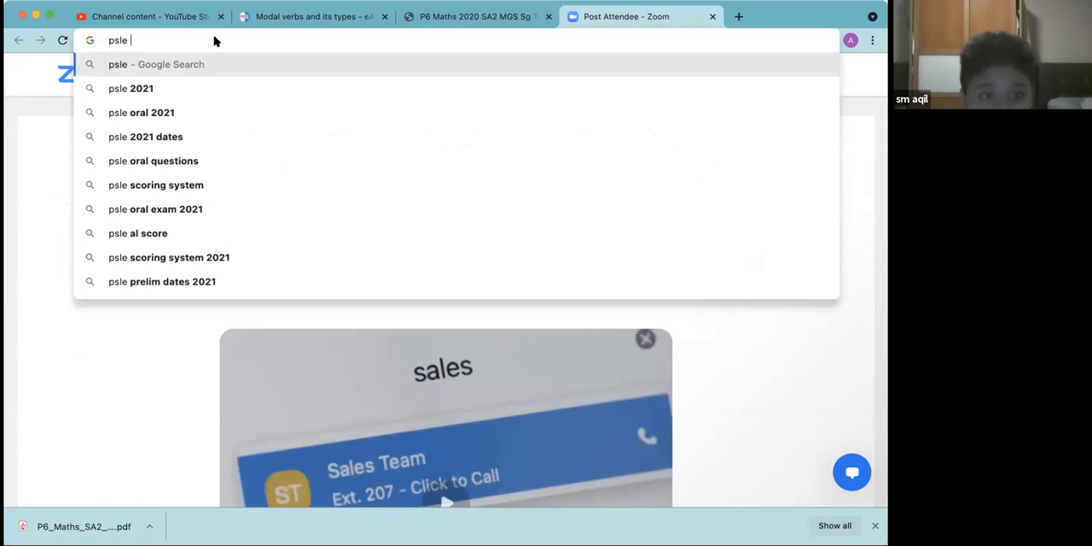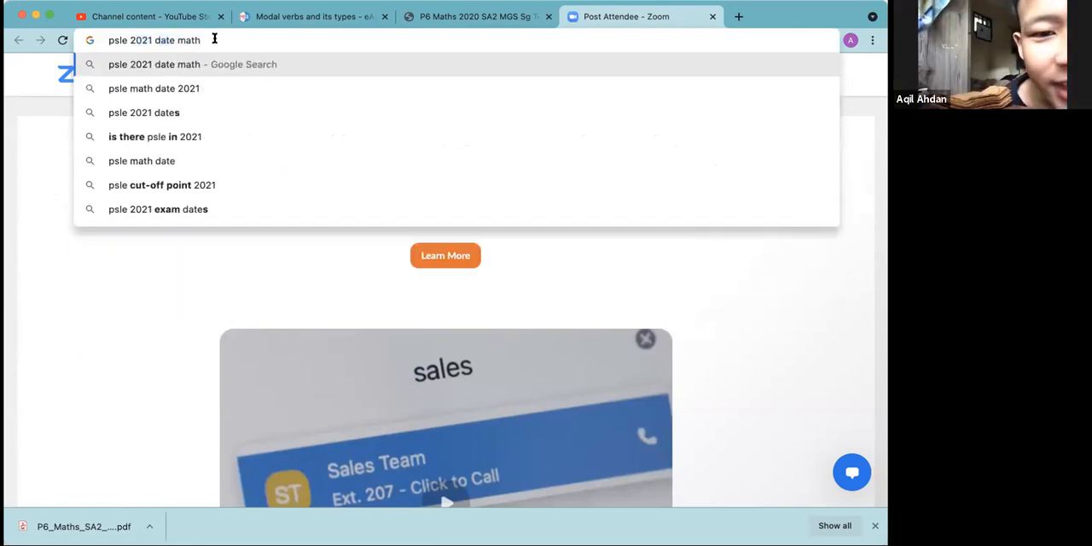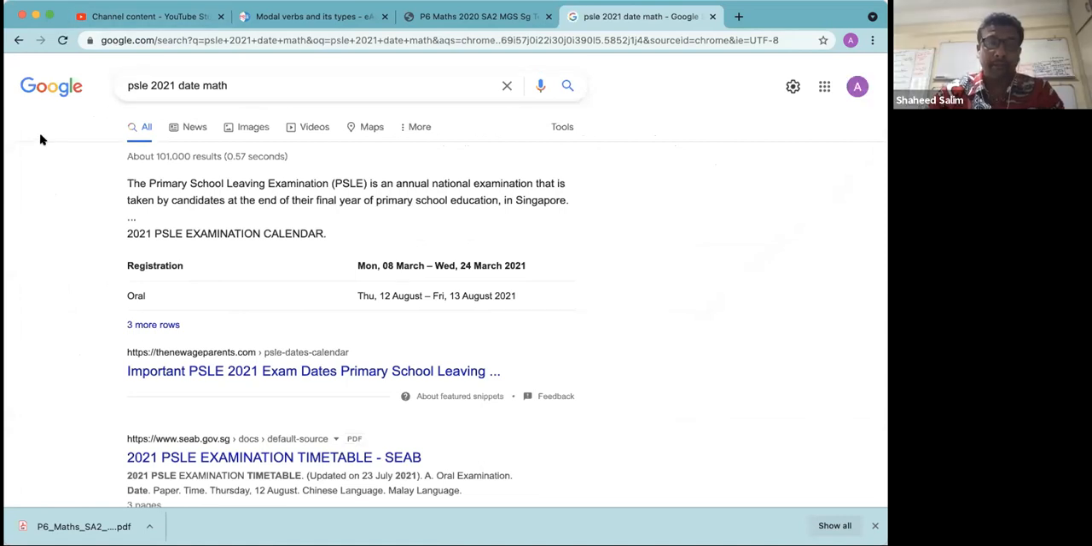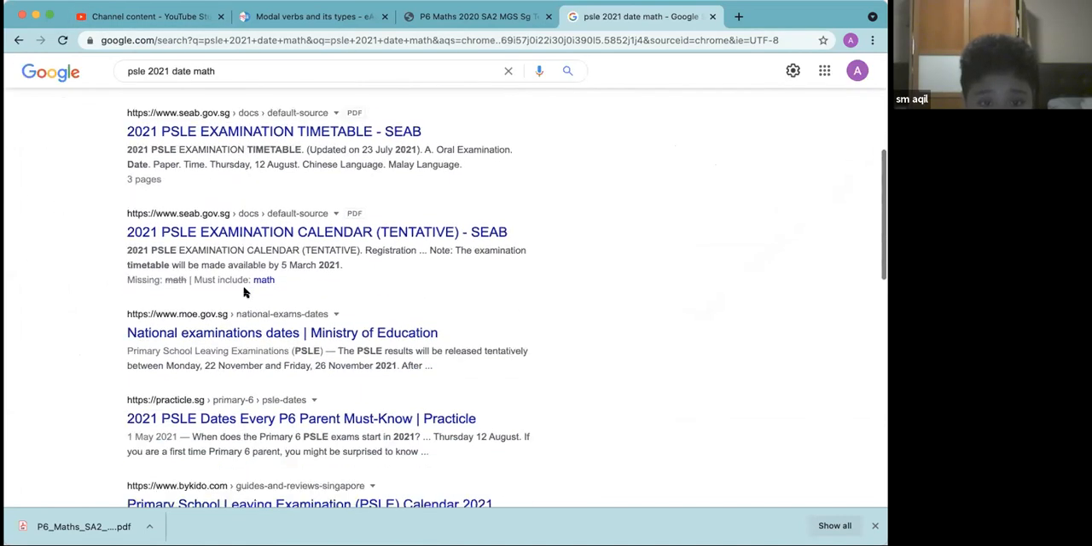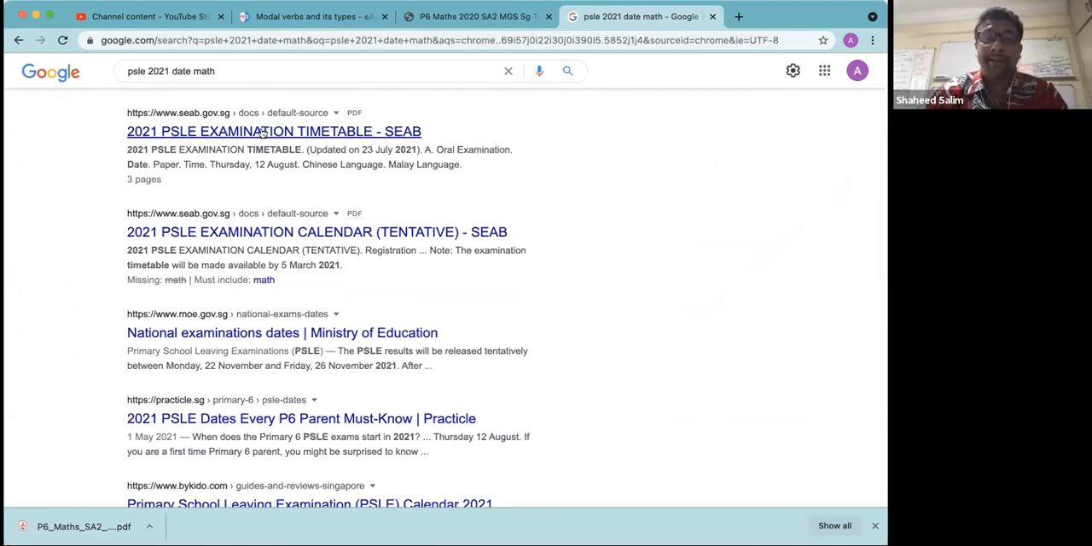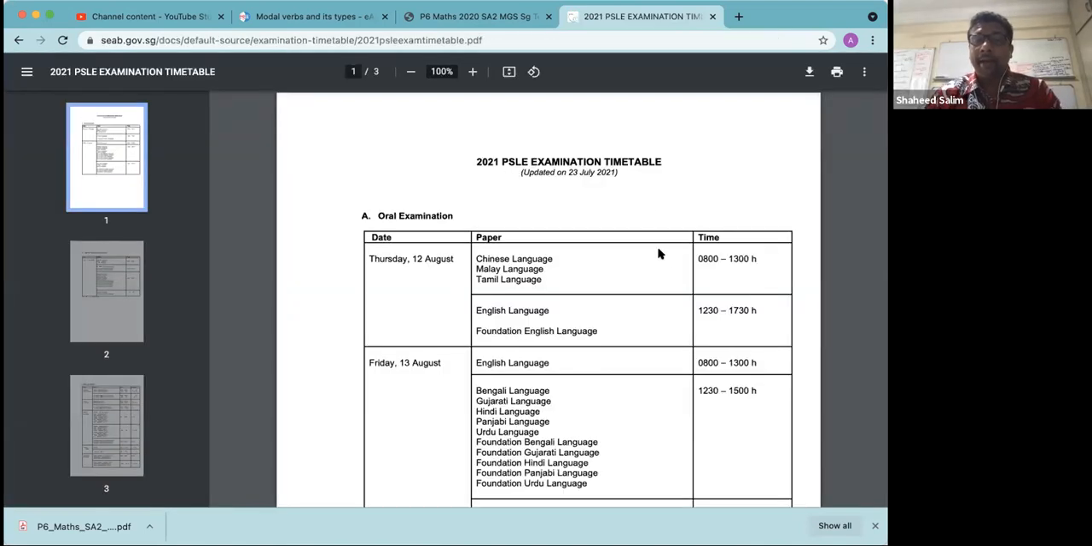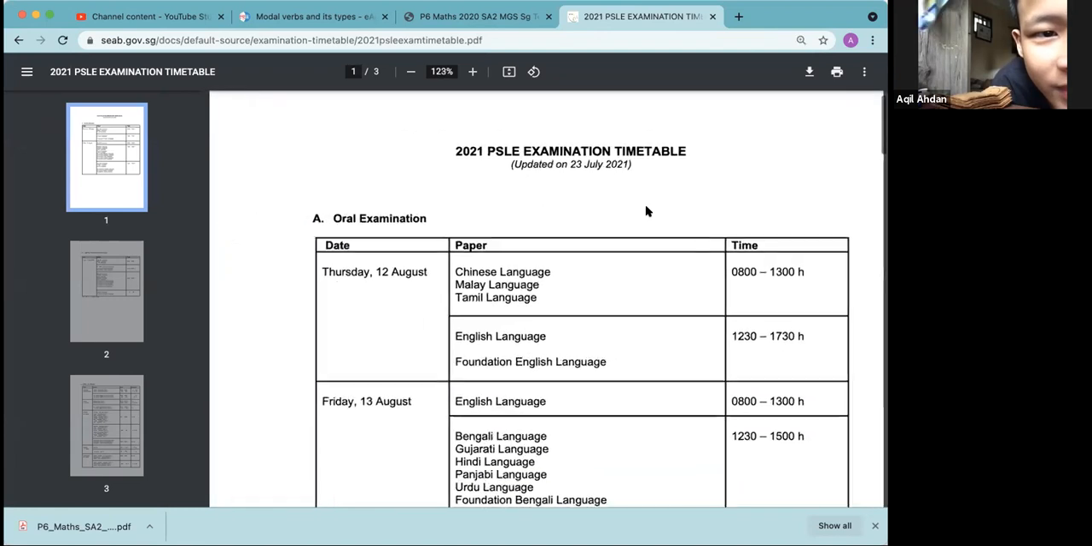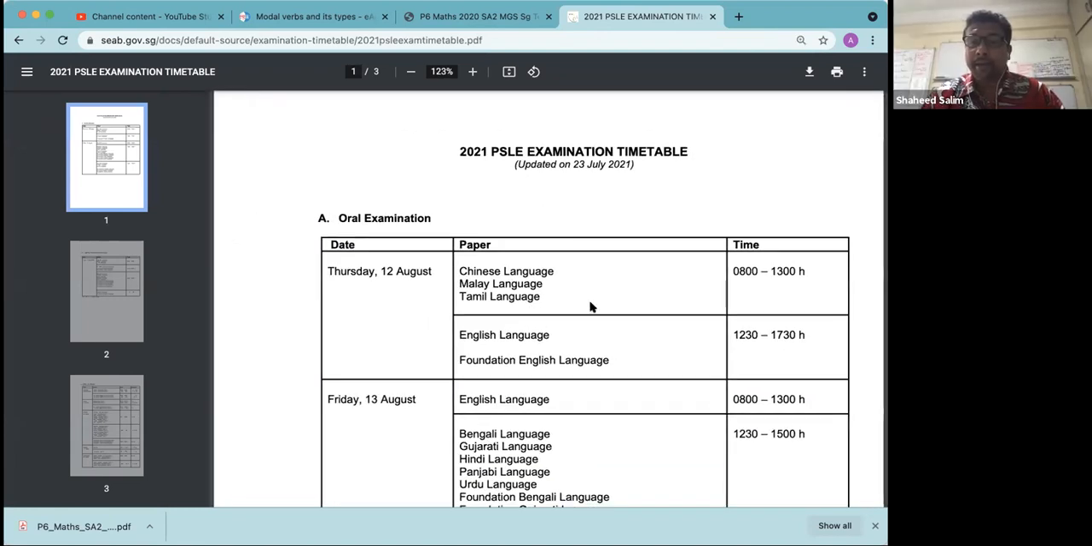PSLE. Tomorrow is oral. My math teacher says next Friday. For your oral, is it? Tomorrow the teacher says it is next Friday. PSLE, no. Malay oral and English. Okay, but now we are looking at the real dates for your paper. This is your timetable. It's already given.